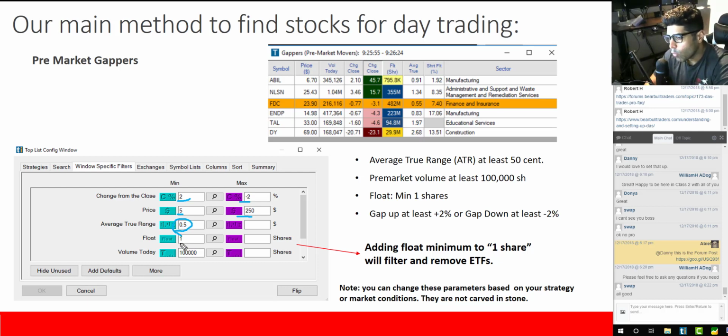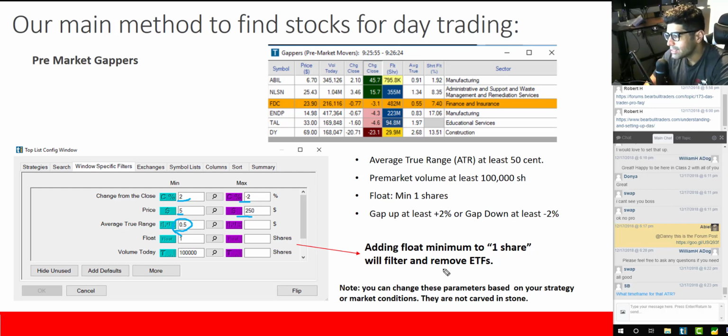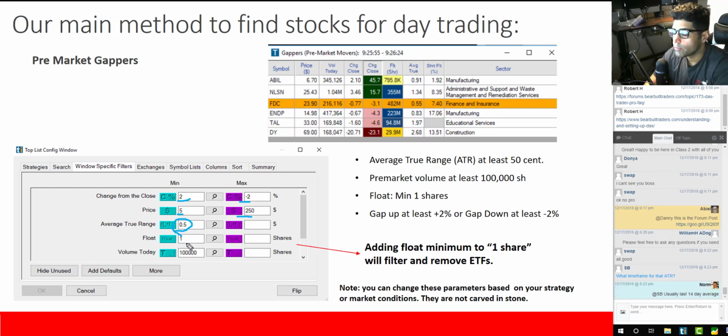For the float, we put in 1 because we just don't want to get ETFs. You can remove that, but if you don't put that 1, sometimes you get ETFs in your scanner. We don't trade ETFs, but you can specify the float. For example, if you don't want to trade very volatile, low-float penny stocks, you can specify, okay, I want to trade only stocks with a minimum of 20 million shares float. Those are stocks that are easier to manage risk with.